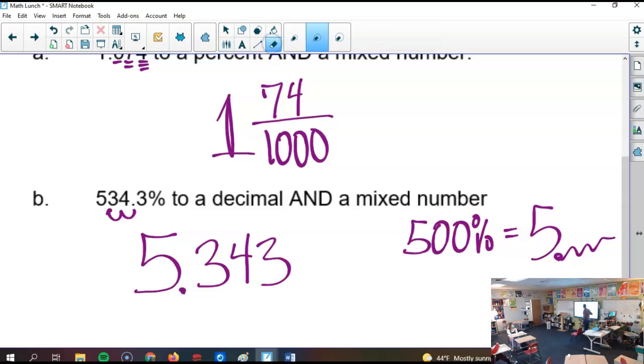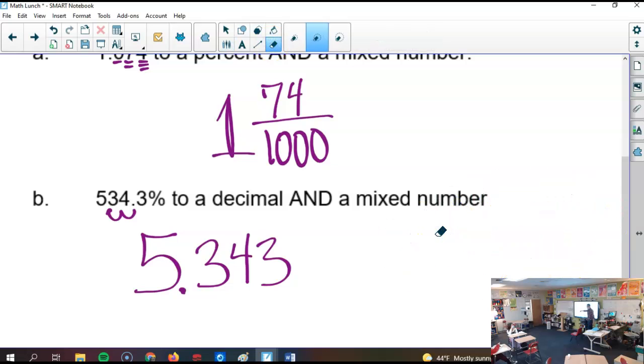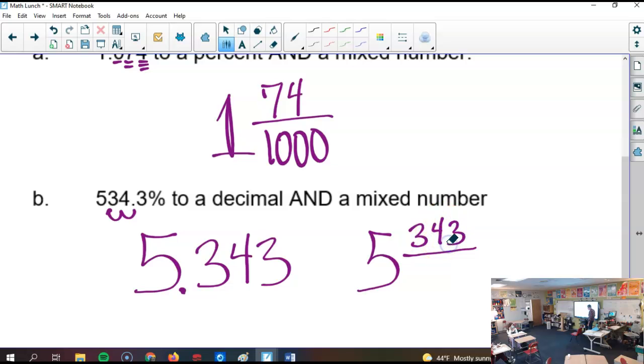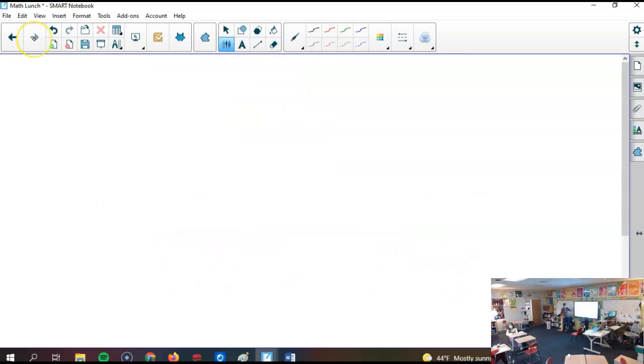And as a mixed number, how do I read this right? 5 and what? 343. What decimal place do we end in? Yeah, thousandths again. I made these problems related on purpose. They both use that thousandths denominator. Questions on one at all? You feeling all right? Sweet. Sorry, you're just real quiet back there, so I got to check in with you.